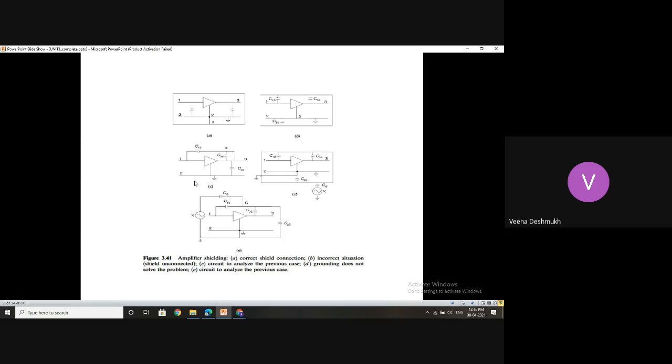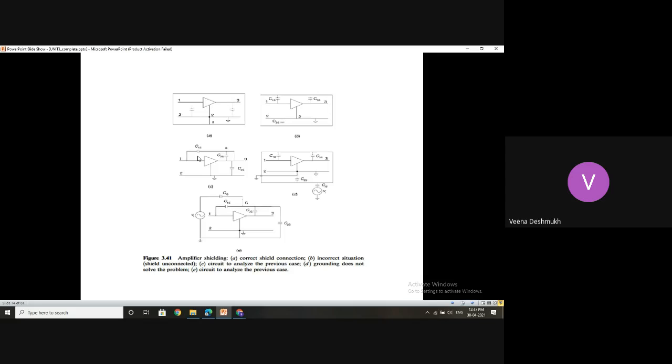Now instead of minimizing the effect of these capacitors by using the shield, we are adding these capacitors to the measurement system. So if the shield is simply connected and not properly grounded, it adds to the errors in the measurement system. So the shield always has to be grounded.